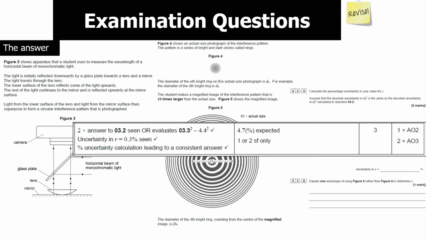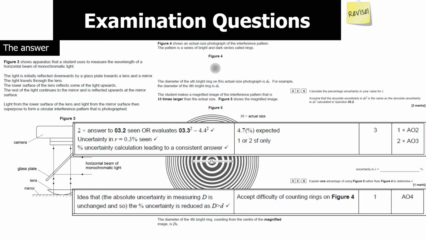Now the advantage of using figure 5 is that the absolute uncertainty in measuring D is not changing, because you're still using the same measuring device and it's the same values. However, the percentage uncertainty has decreased because you're measuring larger numbers. Whenever you're measuring larger numbers without changing your measuring device, the absolute uncertainty is going to stay constant, whilst the percentage uncertainty is going to go down because you're doing an absolute uncertainty divided by a bigger number. So therefore, it will decrease your percentage uncertainty.